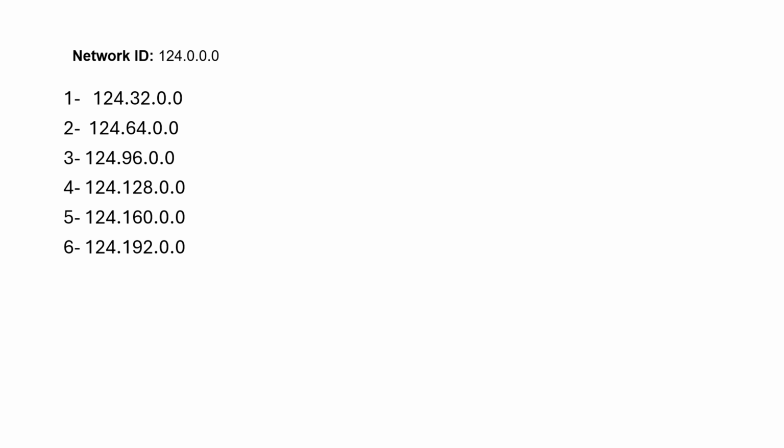The question was to create 6 subnets. Now these are the 6 subnet addresses that we derived from this IP address. As I told you, we have to add 32 in every step. Now the first subnet address is 125.32. We added 32 here, and to 124 we added 32 to make 64. And like this we add 32, 32, 32 in every step. And we found the 6 subnets here.